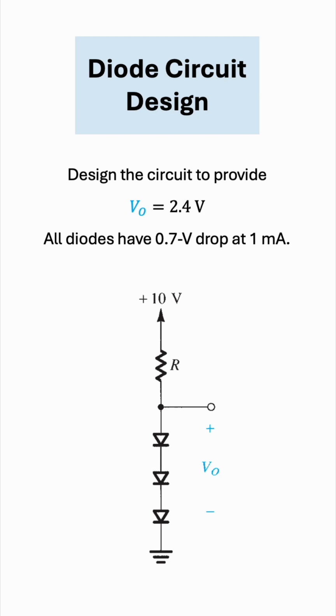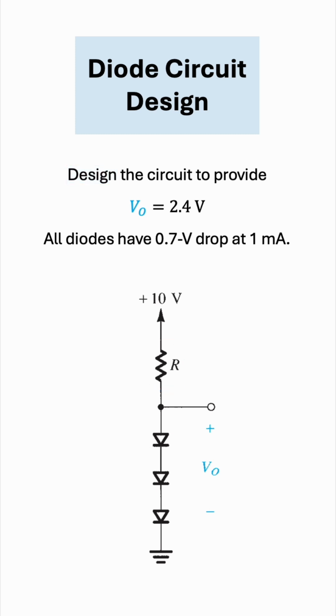Design this diode circuit to provide an output voltage of 2.4 volts. Let's solve this problem together. First of all, what is meant by design here? It actually just means find a value for R that will make this output voltage the case in the circuit.